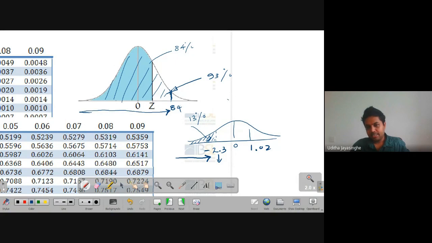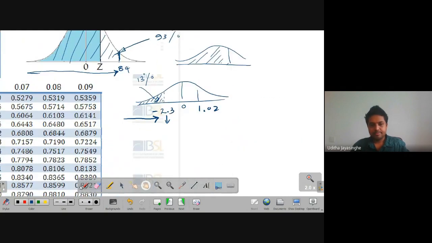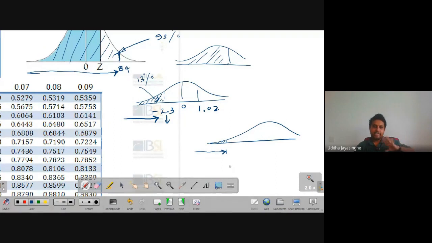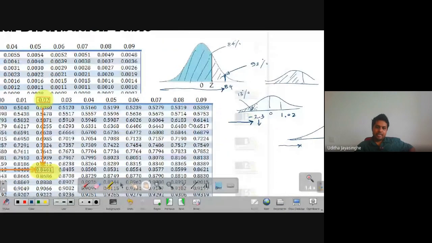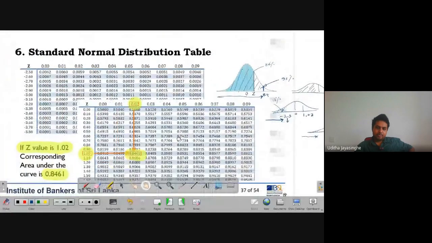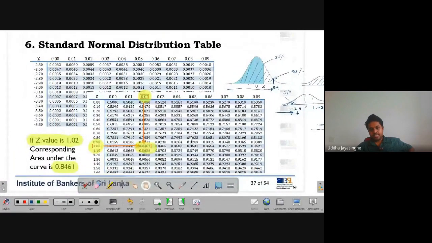Okay, something like this, negative infinity to that particular value. Something like this, a very small percentage. Still, that is also from negative infinity to this particular value. That's the area that you're going to get from here. Okay, so that is how you convert your respective Z values to the area under the curve.